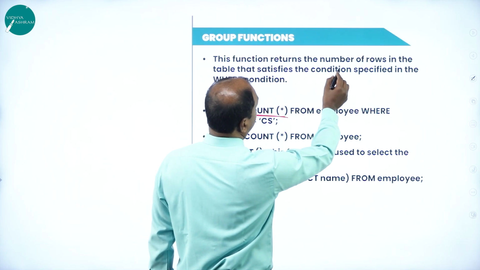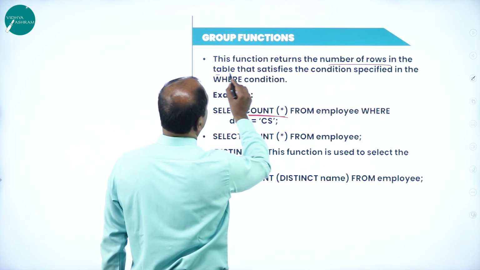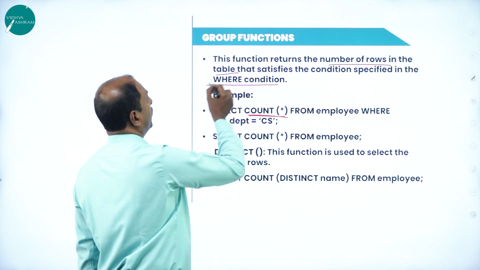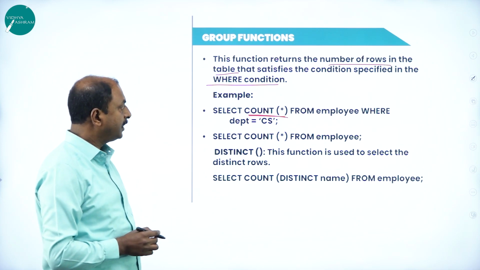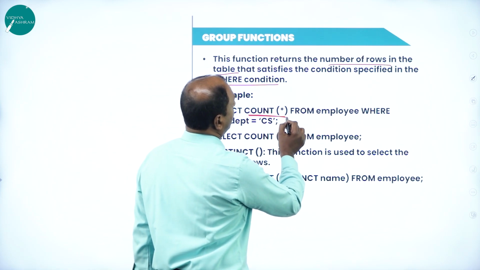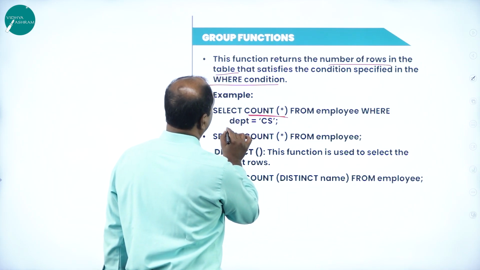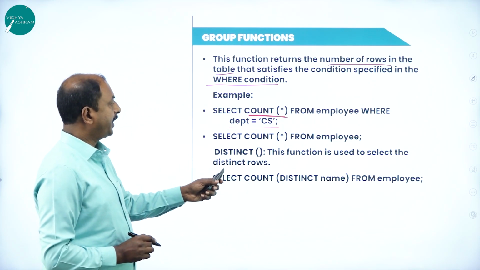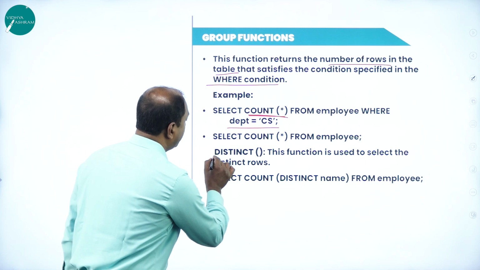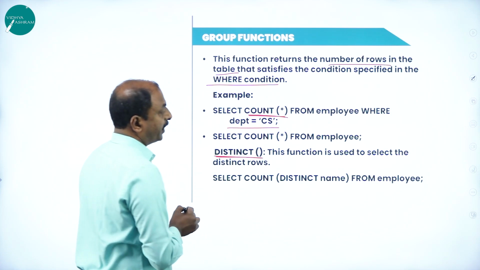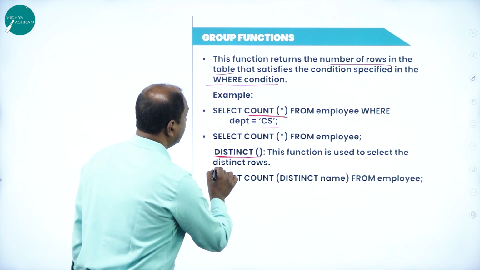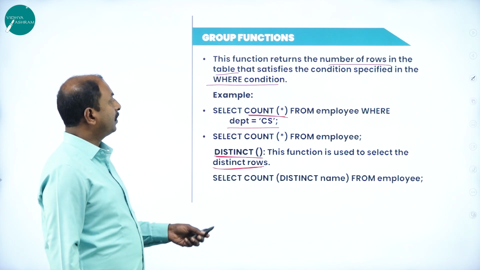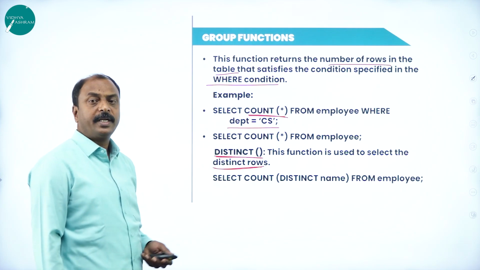The count function returns the number of rows in the table that satisfy the conditions specified in the where clause. So we are using this along with the where clause. For example: select count from employee where department is equal to CS. This is the condition in the where clause, and this is an example. Next one is the distinct function. The distinct function is used to select the distinct or unique rows from the table. So here we have the count and distinct functions.